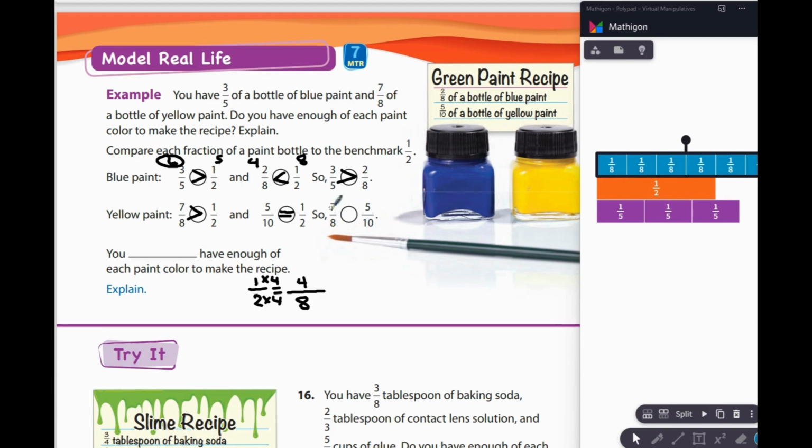If I were to compare 7/8 to 5/10, 5/10 is a half. Remember, 5/10 is equal to a half. So this is really 1/2. That tells me that 7/8 is greater. 7/8 is more, because remember when we were looking at our eighths, I can keep going up to 7. It's already past a half. Once it passes 4, it's greater than a half. So I do have enough paint color to use. I do have enough of each paint color to be able to make the recipe.